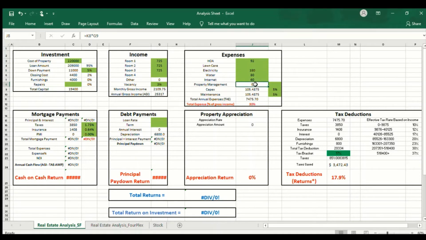Property management, I'm going to leave that at 0 because when you're house hacking, you're basically self-managing the property. It really doesn't make sense to hire a property manager when you're actually living in the property.